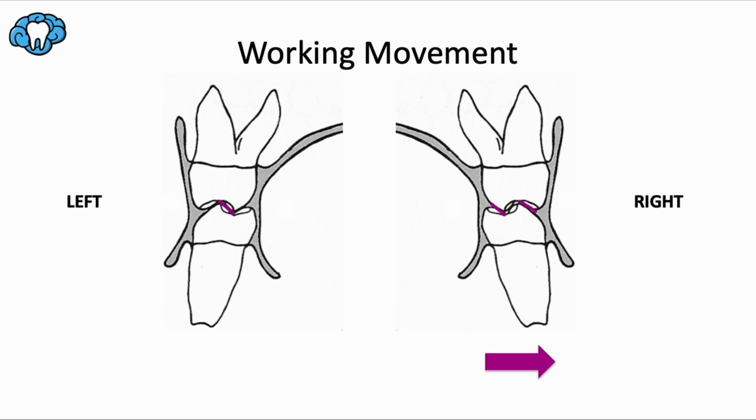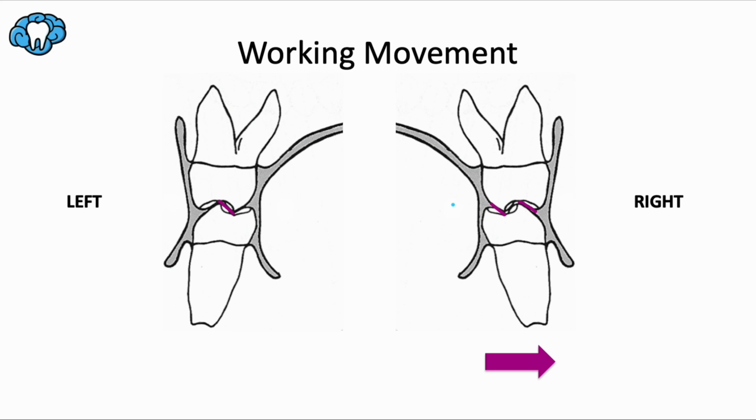So here's a mirror image of the last slide. Now the mandible is moving to the right, so the right side is your working side, and the left side is your balancing side. I know I'm repeating myself over and over again, but I really want to drive this concept home for you. So then these are your two working side incline contacts and the one balancing side contact on the left side.